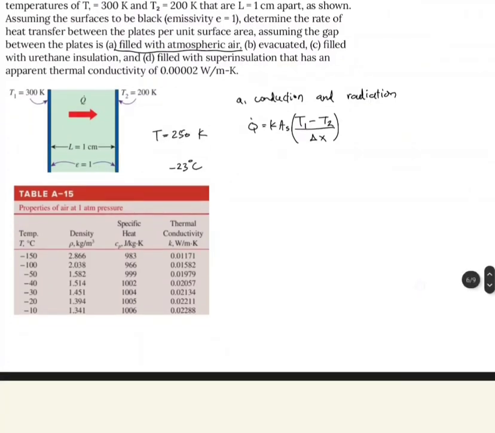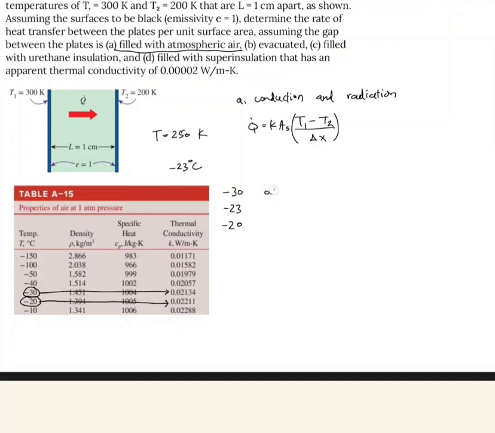So the value of K at negative 23 degrees Celsius, if you look, we don't have a negative 23, we only have negative 30 and we have negative 20. And for negative 30, we have a K value of that. For negative 20 Celsius, we have a K value of that. Now to find the K at negative 23, we have to do interpolation. So let's just start. Negative 30, negative 23, negative 20, right?